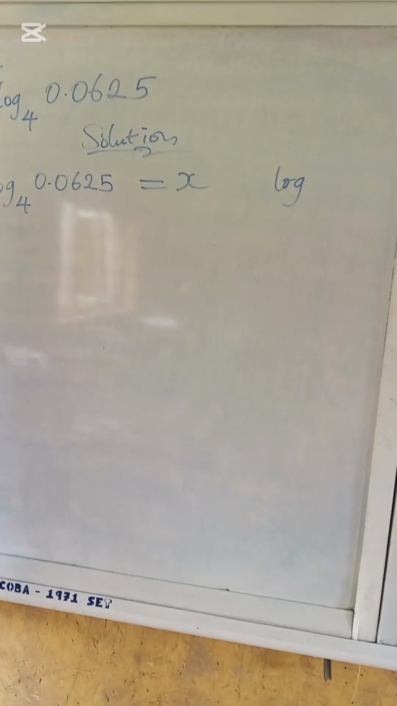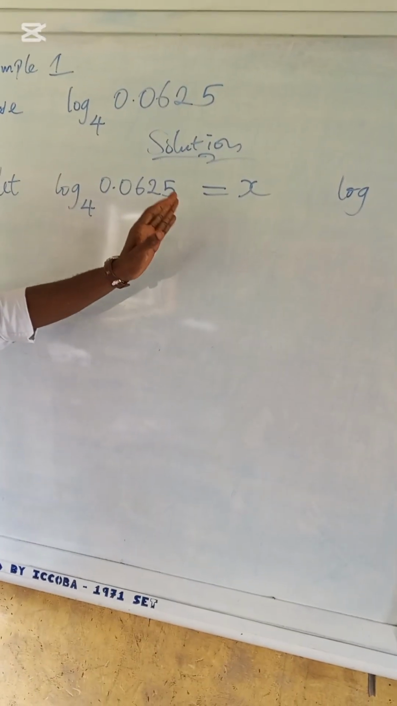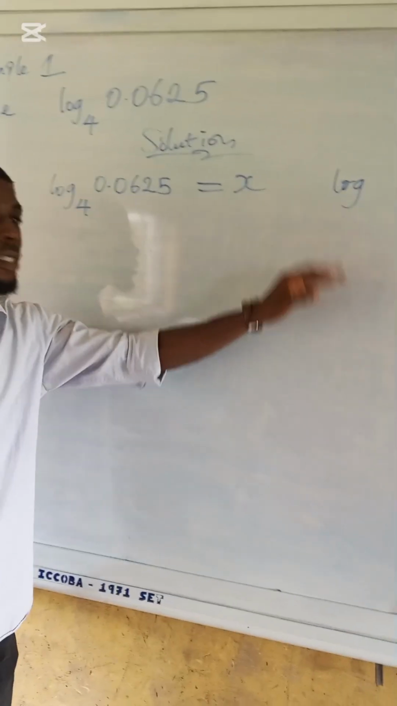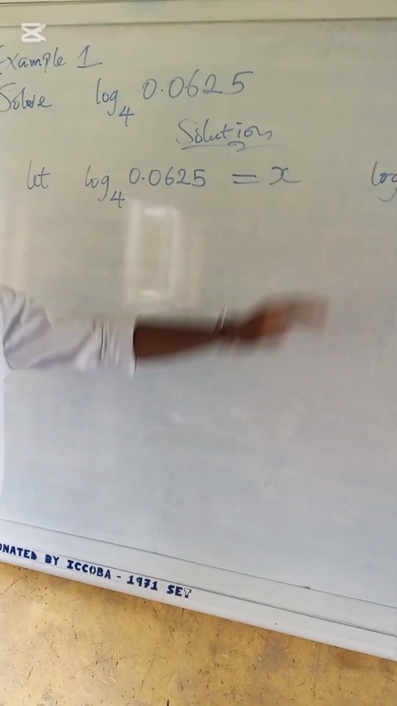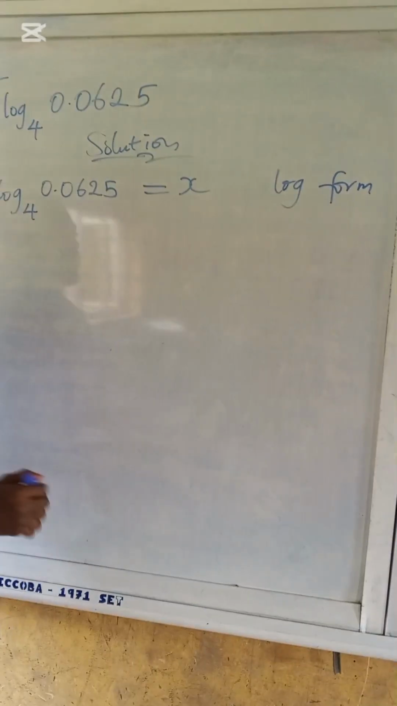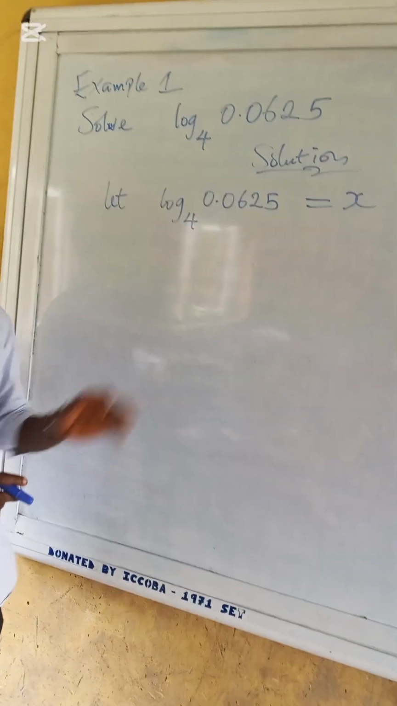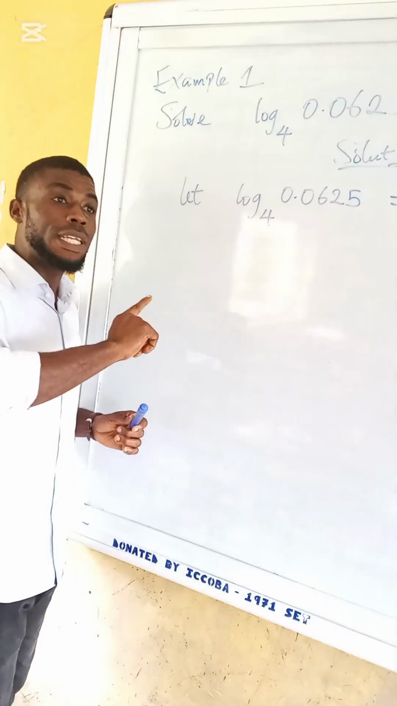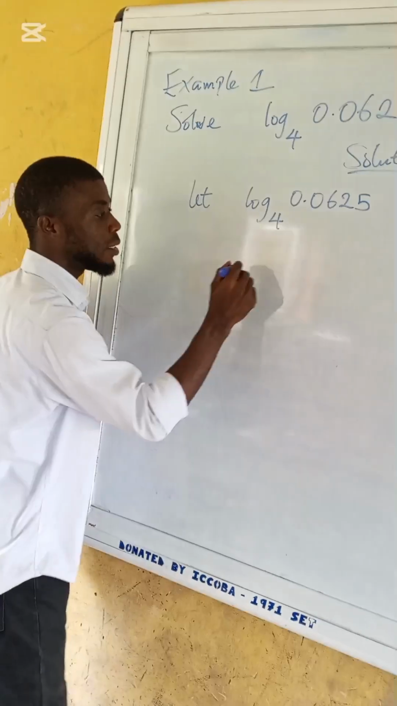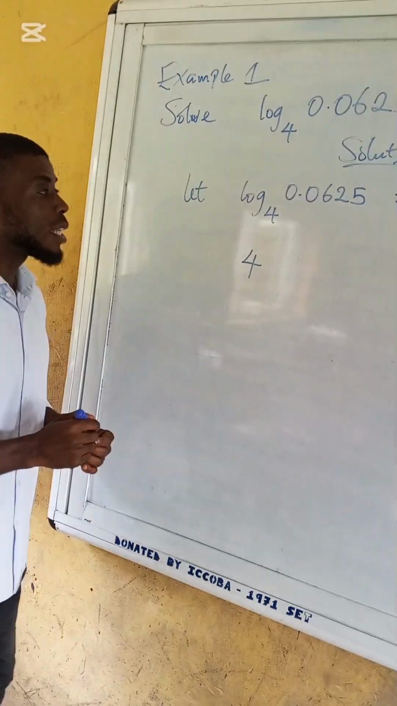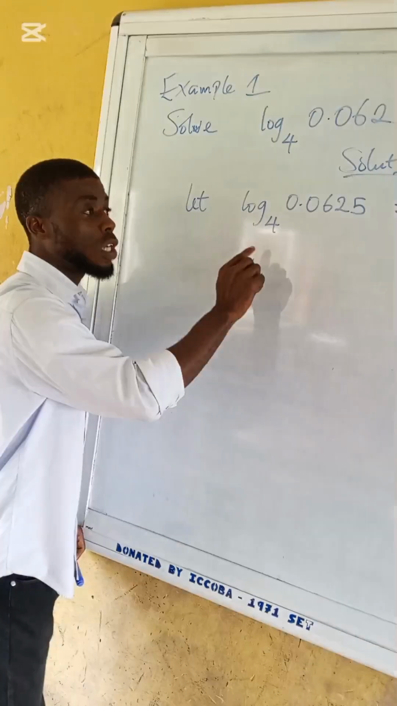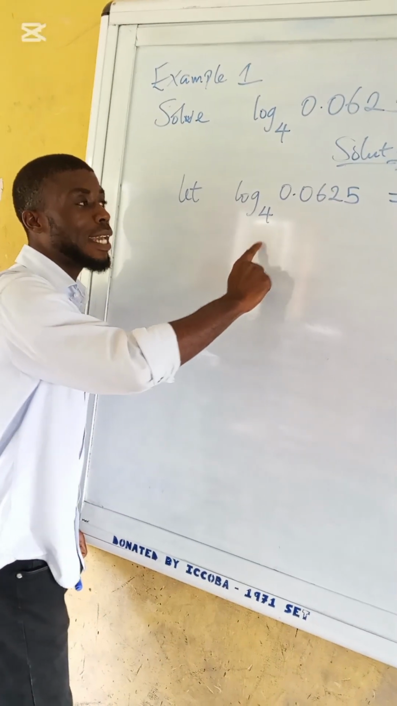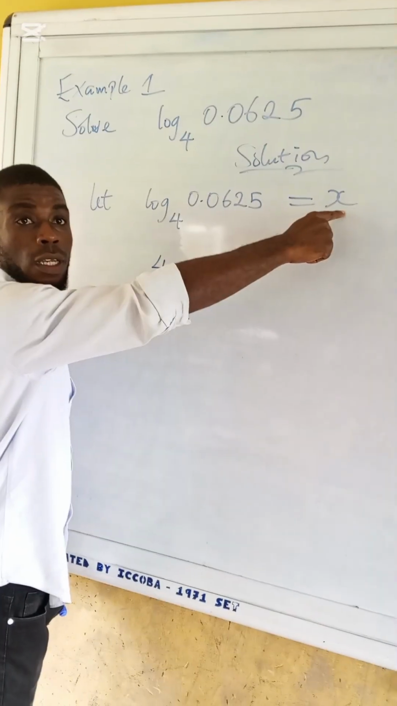Now this is the log form of this equation. Is it an equation? Yes, because of the equality sign. We are saying that whatever is on the left hand side is exactly the same as what is on the right hand side. Now if this is the log form, we are saying that we have a corresponding index form of this equation. What will be the corresponding index form? We are saying that the base of the logarithm will also be the base of the index form. What's the base here? 4. And we are saying that the power of the index is going to be the answer or the result of the logarithm.